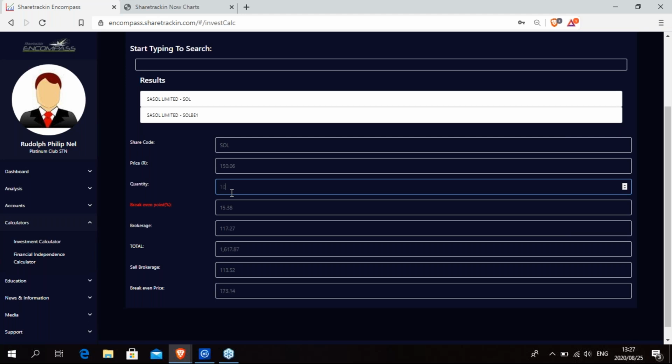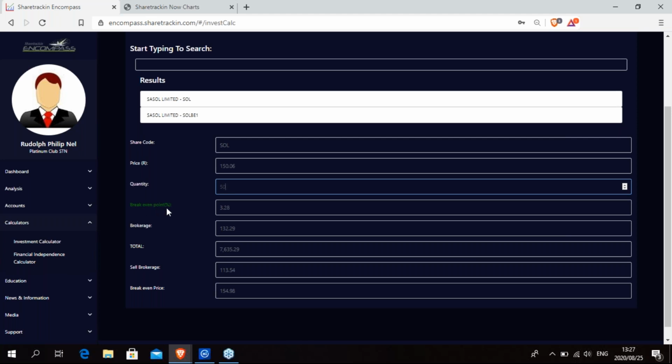So the more shares I buy, the lower that percentage goes. So now this time, my 117 Rand plus my 113 Rand is only 15.38% of my total. Okay, so I only need to grow by 15% before I start making profits, because you need to make back your brokerages before you make any profits. All right, so if I go in, for instance, I say I want to buy 50 shares, you'll see that now it's below 4%, and so my break-even point percentage now, instead of red, it's now green.